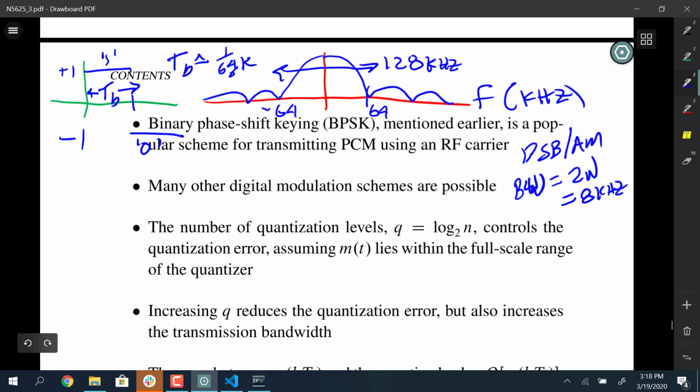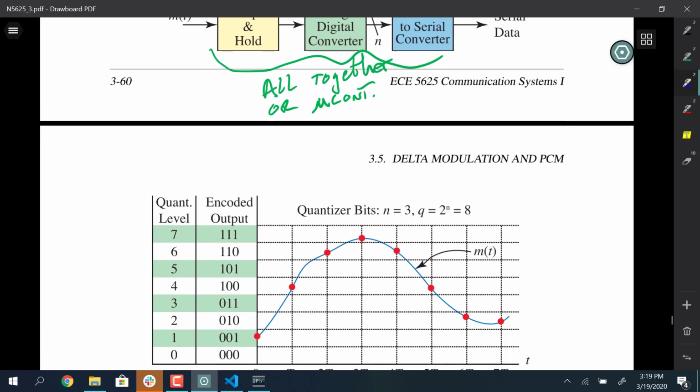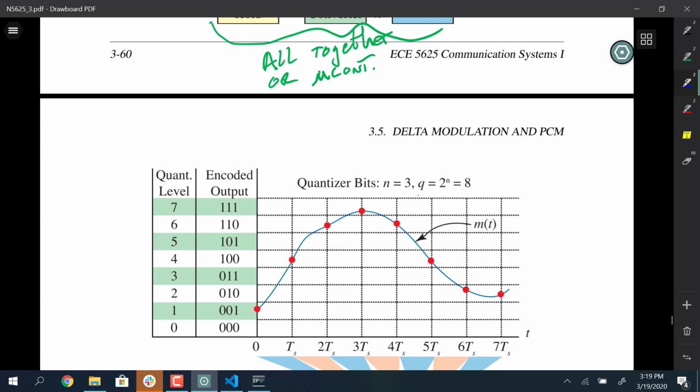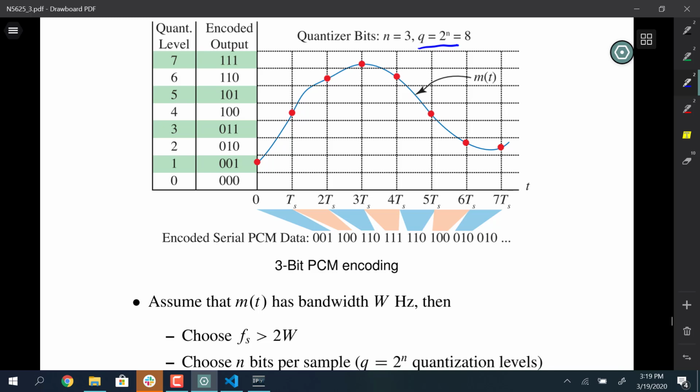Okay, another aspect that comes up in this is Q, which is the number of quantization levels. This is wrong, it should be 2 to the n. I don't know why I've never noticed this before, unless I'm getting my notation confused. Yeah, Q is 2 to the n, so the number of bits that we encode each sample into is n, and then the corresponding number of levels is 2 to the n.